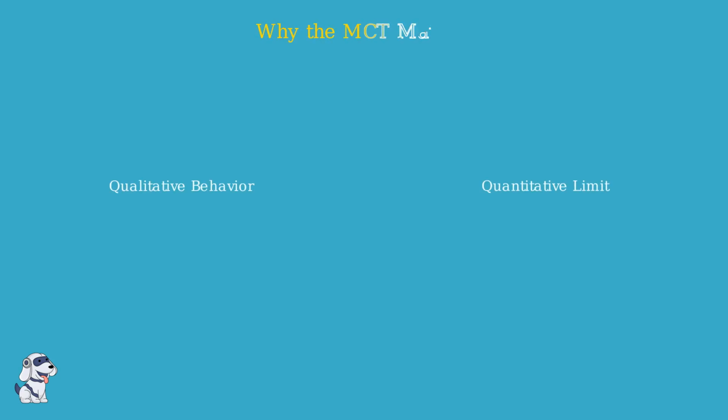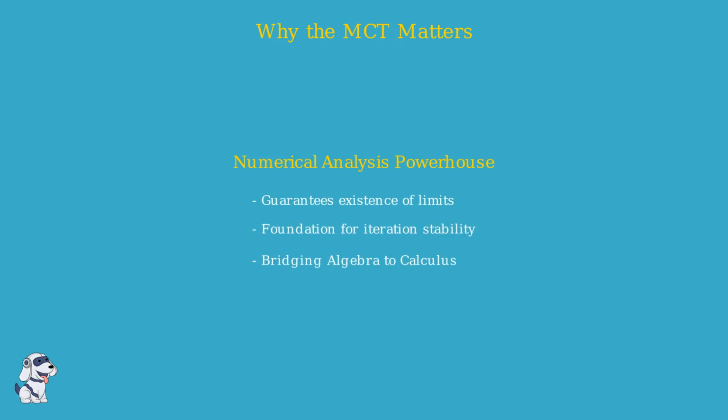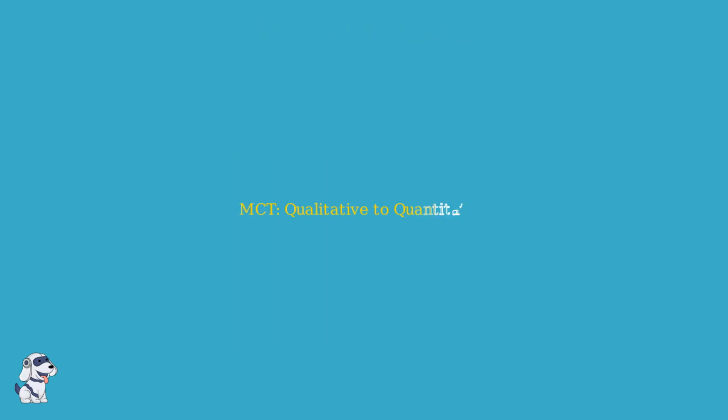Why is the monotone convergence theorem, or MCT, so important in mathematics? Think of it as a vital bridge. It connects the qualitative behavior of a sequence, how it moves over time, to the quantitative specific limit value. In numerical analysis, this theorem is essential. It guarantees that a process will settle into a stable value, allowing us to trust our computational algorithms. By mastering MCT, you turn vague patterns into precise results. It is the ultimate tool for proving convergence.